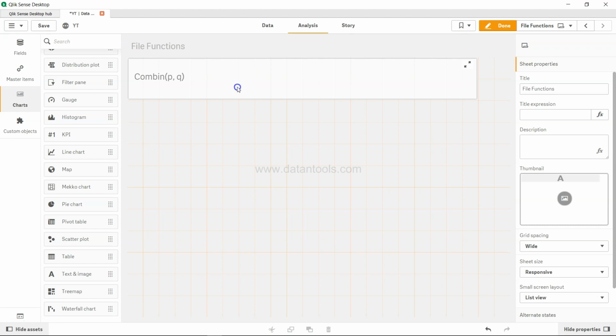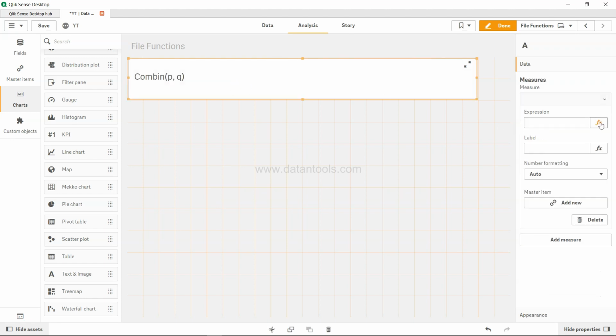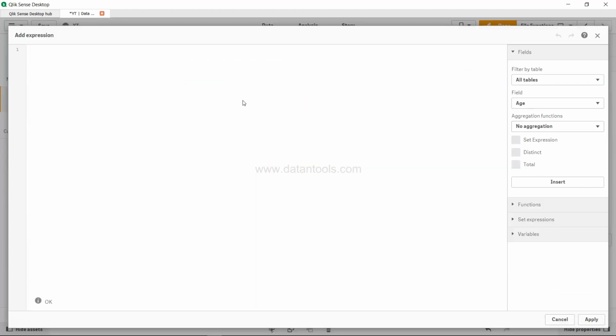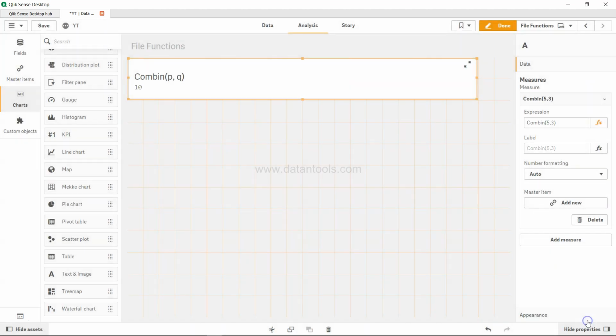Let's say over here I can just add a measure. So in the expression editor I will simply write combin and I will say, let's say 5, 3. So what it is basically saying is how many combinations of 3 numbers can be picked up from a total of 5 numbers. So if I just click apply, what you get is the output as 10.